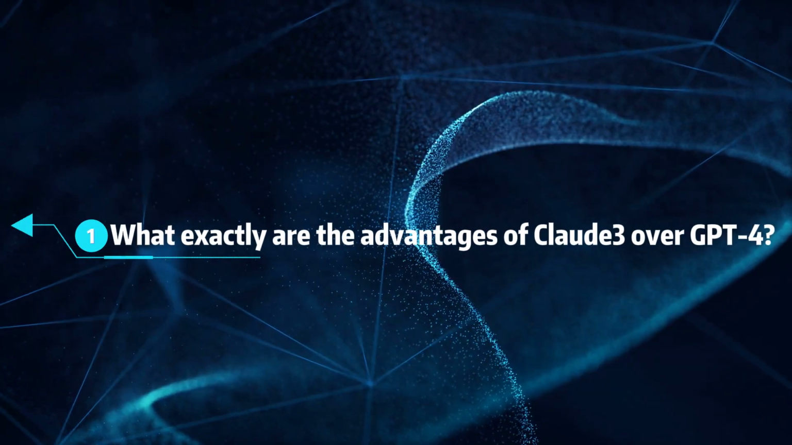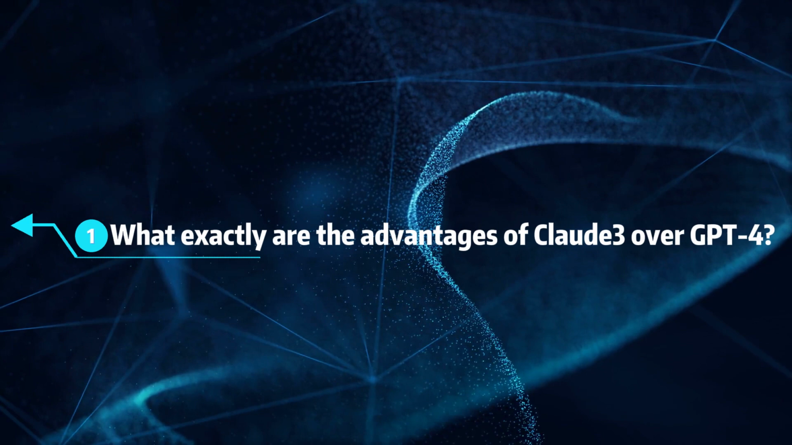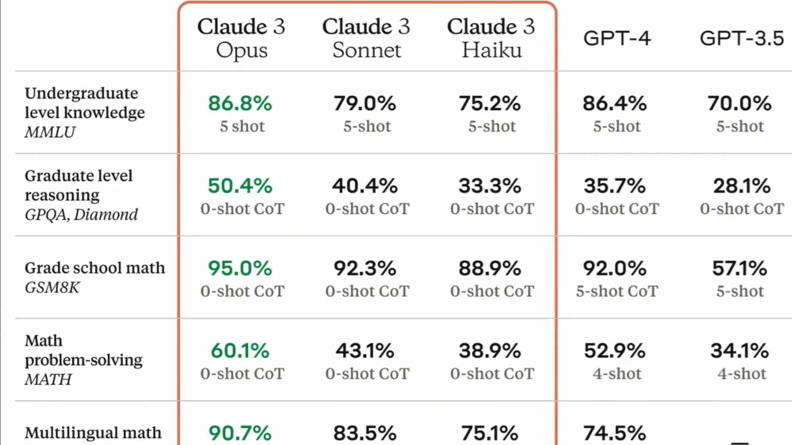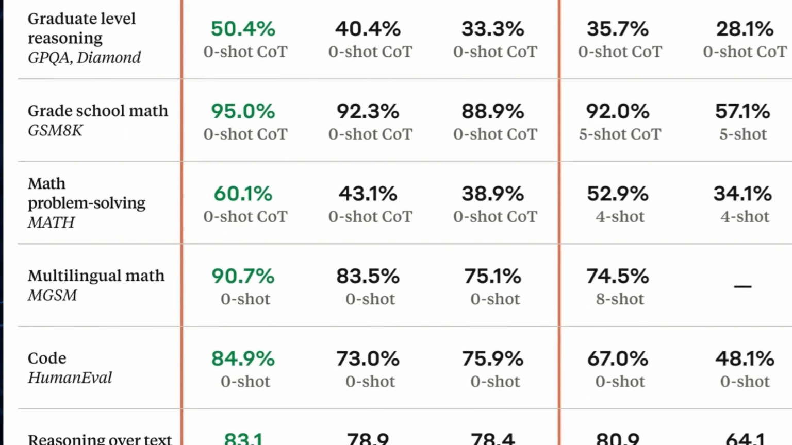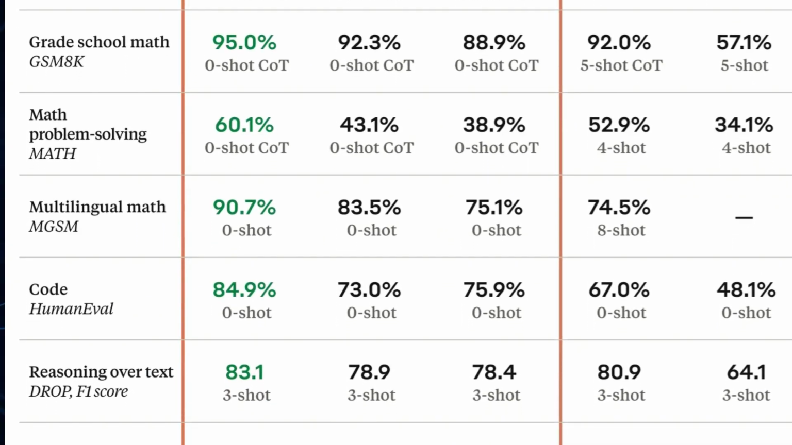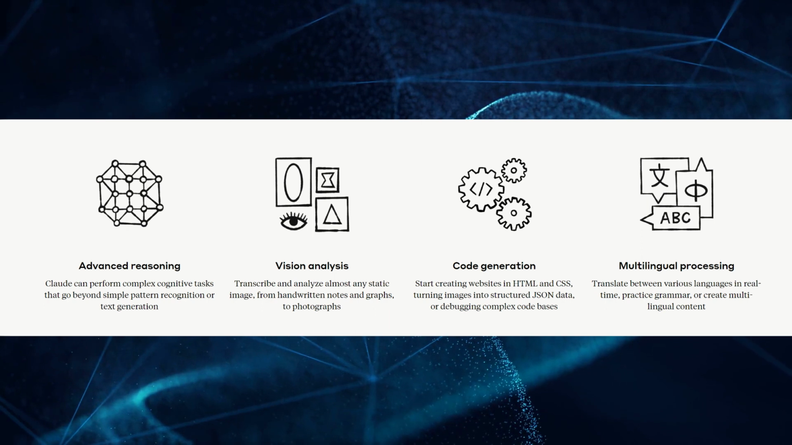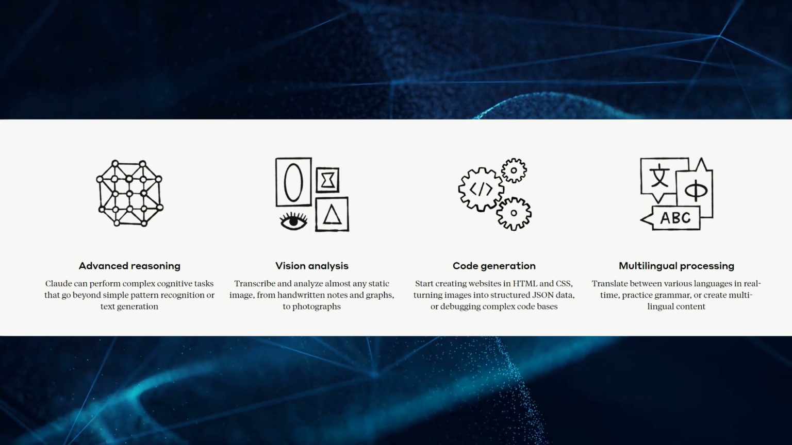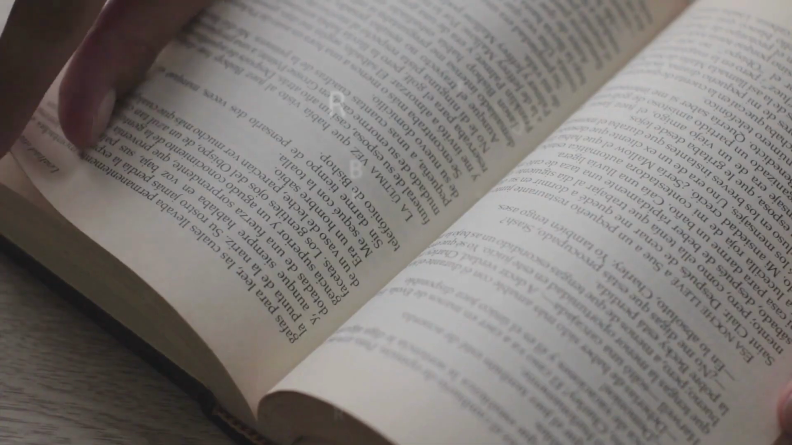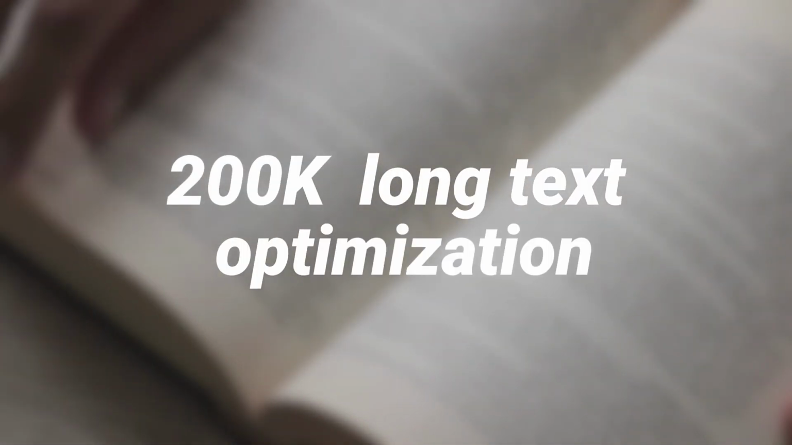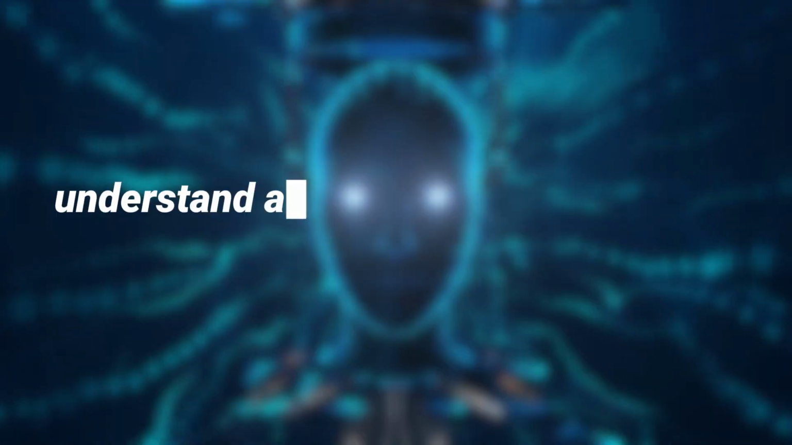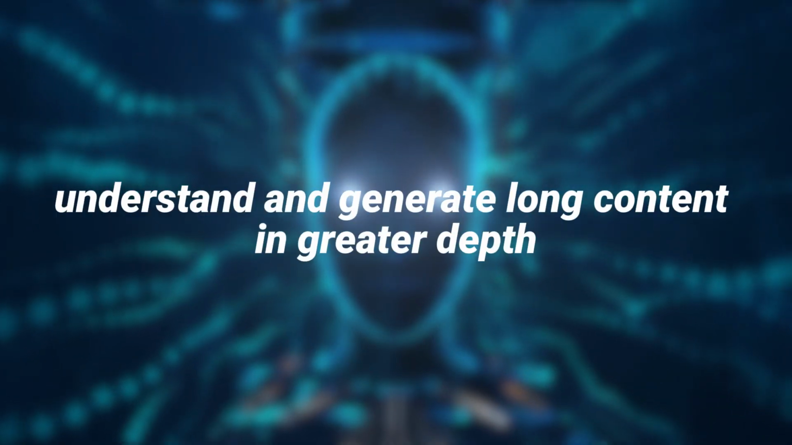What exactly are the advantages of Claude 3 over GPT-4? Data from the official website shows that Claude 3 comprehensively outperforms GPT-4 on several benchmark ability tests, excelling in reasoning, math, coding, multilingual comprehension and vision. In addition to this, Claude 3 also supports 200K long text optimization, which means that Claude 3 is able to understand and generate long content in greater depth.